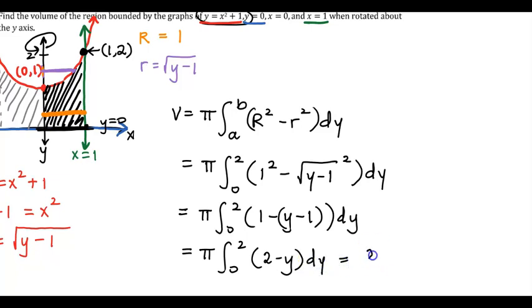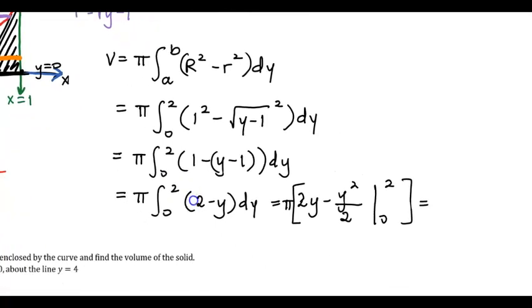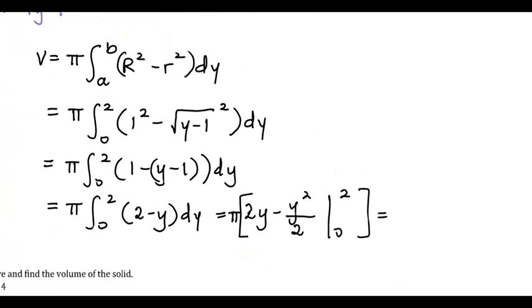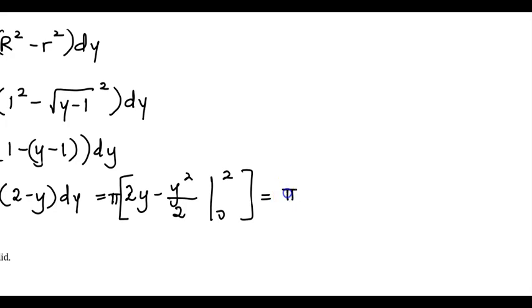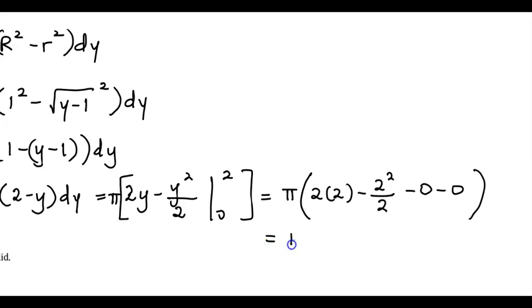Integrating with respect to y and not dropping the pi, we have 2y minus y squared over 2 that we are evaluating from 0 to 2. I will first plug in my upper limit of 2: 2 times 2 minus 2 squared over 2. When we plug in our lower limit of 0, we just get 0 both times. So we're left with pi multiplied by 4 minus 2 to give us our final answer of 2 pi.